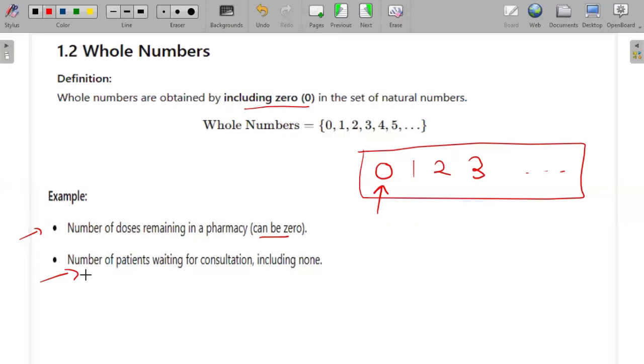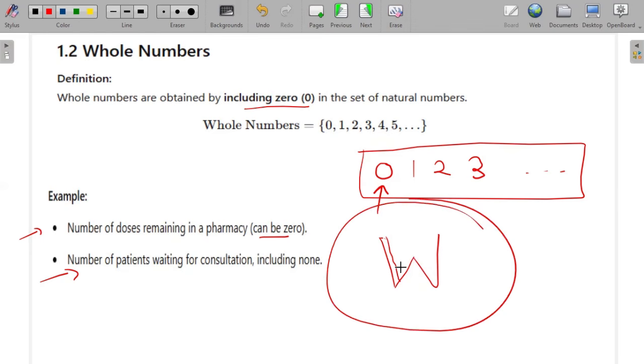You get the natural numbers, you include a 0 there, then you get the whole numbers. So the whole numbers will be represented by this symbol here. It's a W, and this first part here should be 2 lines like this. Then we are going to say this symbol here is the symbol for the what? For the whole numbers.